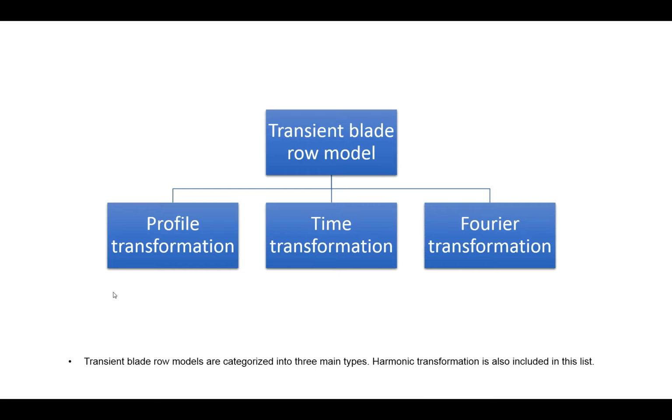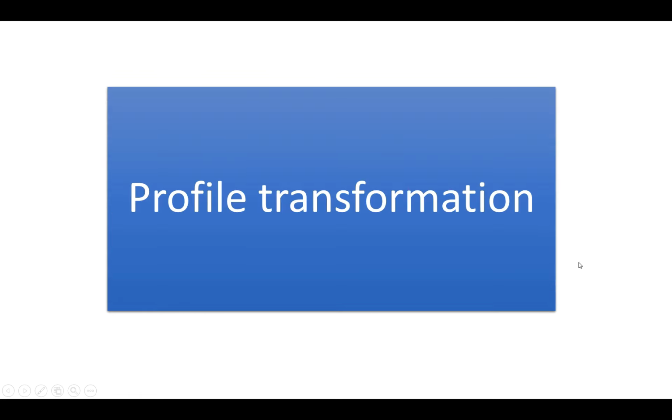We shall now look at the basics of transient blade row models. Transient blade row models are categorized into profile transformation, time transformation and Fourier transformation models. We shall be discussing profile transformation and time transformation models in this tutorial. Profile transformation model.